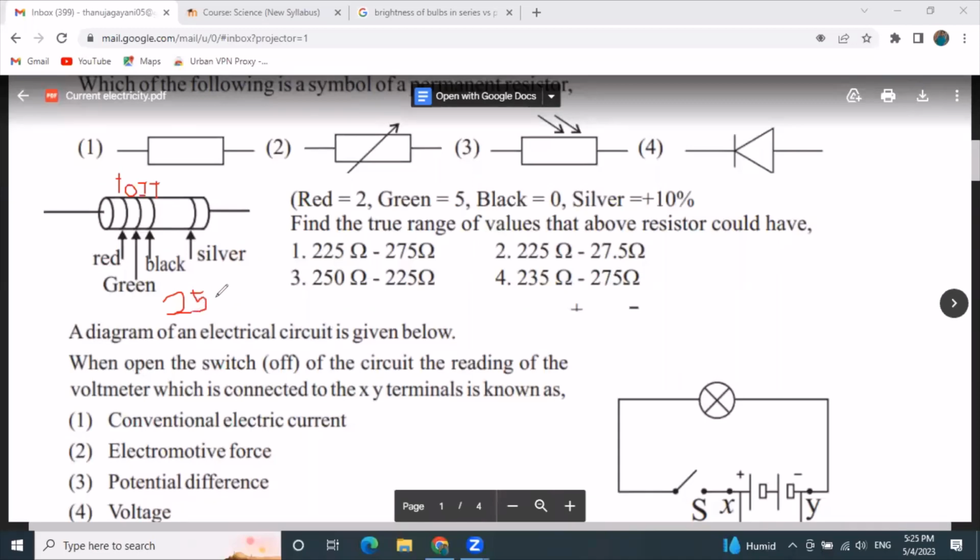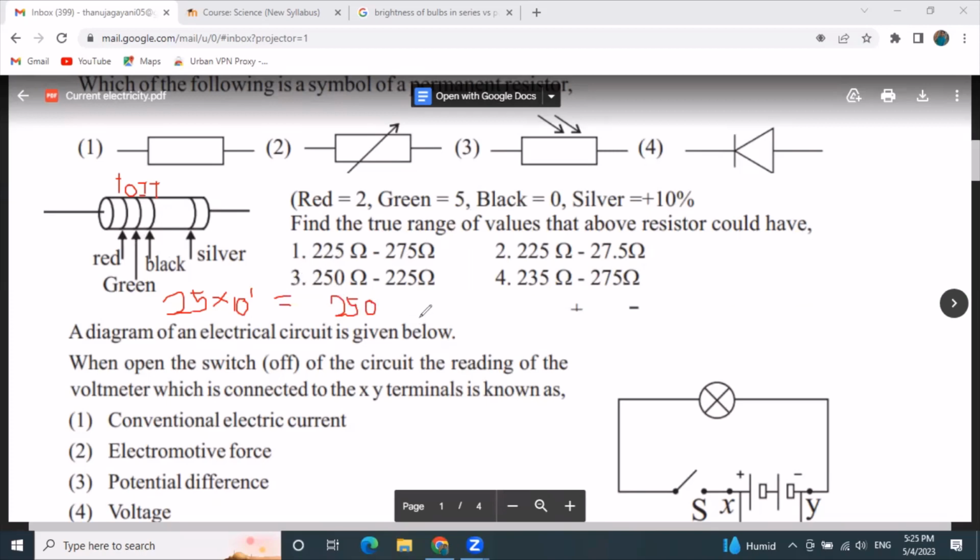25. And the value of the third color band is 1. So we should multiply the values of the first two color bands by the third color band value, then 10 to the power 1. We know that 10 to the power 1 means 10. Then 25 into 10 means 250.